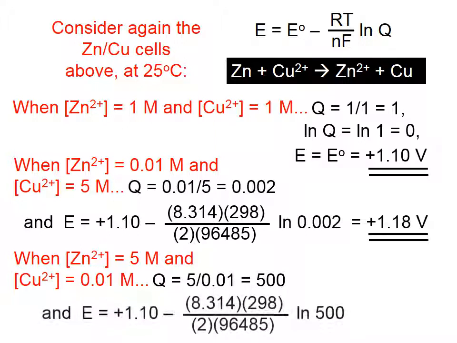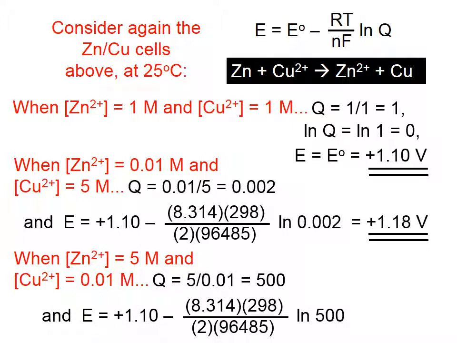5 divided by 0.01. If we put the values into the Nernst equation, notice that E naught has not changed. The only thing that's different is the log of Q. If you go through the calculation, sure enough, it is still spontaneous, but it has a lower cell potential.